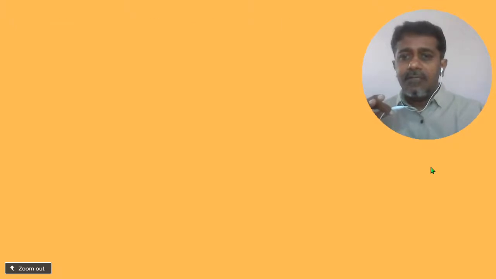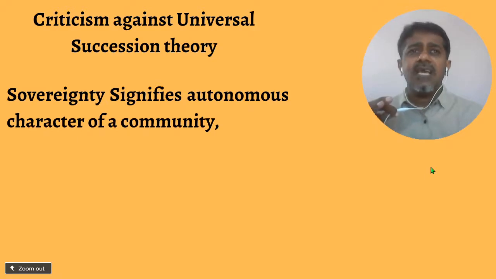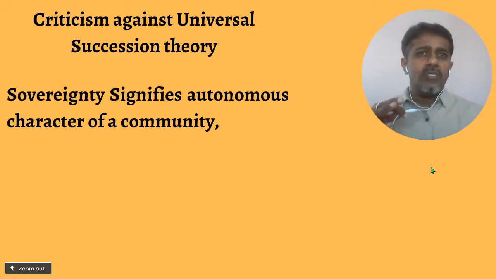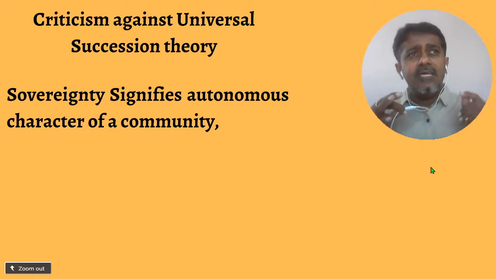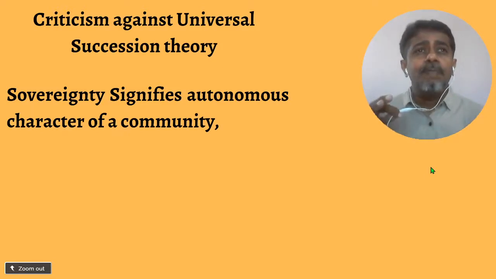Moving further, sovereignty signifies autonomous character of the community. Once we say a state is sovereign, that shows that it has autonomy, it has freedom from all restrictions, it is at the highest level, and it is not bound by any other rules. That makes the state a sovereign state. So, sovereignty signifies autonomous character of the whole community.